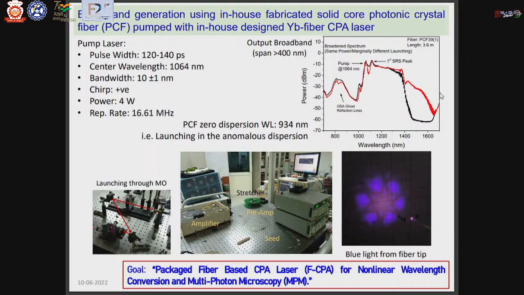Now we are trying to optimize this nonlinear wavelength conversion process, and I am also targeting a packaged fiber-based CPA system for nonlinear wavelength conversion and for multiphoton microscopy. Multiphoton microscopy specifically requires very ultrashort pulses with low energy but at particular wavelengths. If I can generate this kind of broadband pulses and use filters, I can take out individual wavelength spectra, which will be very narrow pulses, and use them for multiphoton nonlinear microscopy. So, thank you.